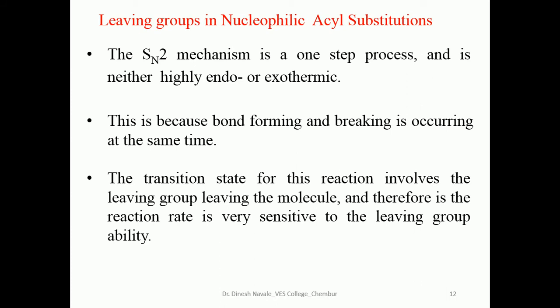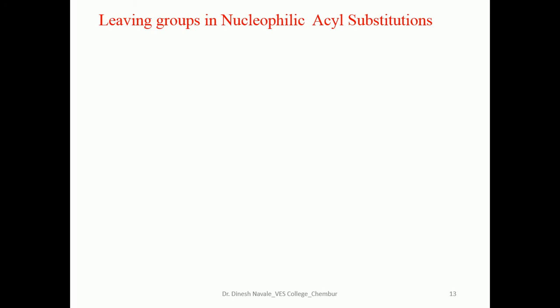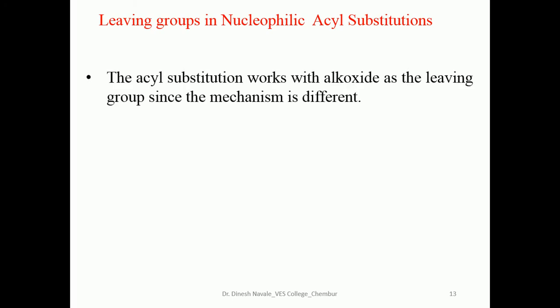So it is very difficult for the alkoxide ion to act as the leaving group. A poor leaving group like the alkoxide ion gives rise to a slow rate, and the reaction does not work. But in the acyl nucleophilic substitution reaction, the alkoxide ion as the leaving group easily works out with a different mechanism. In SN1 and SN2 mechanisms, bond making and bond breaking happen in a single step, so the mechanism is slightly difficult, and the alkoxide ion as the leaving group is a difficult case.